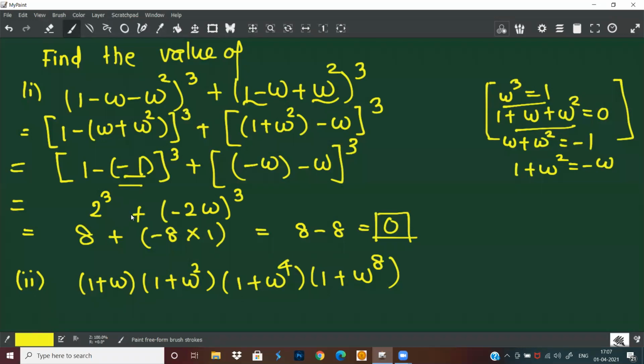This is the value of omega plus omega square. See here. 1 plus omega square is 0. So in place of omega plus omega square, I substituted minus 1, which is this. Followed? Shubham, so this is -1 and this 1 is as it is.